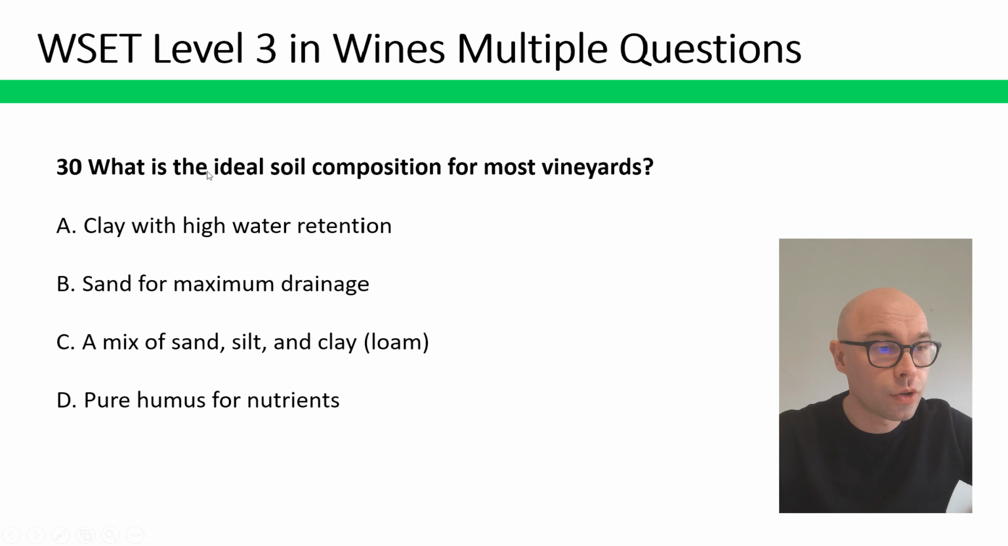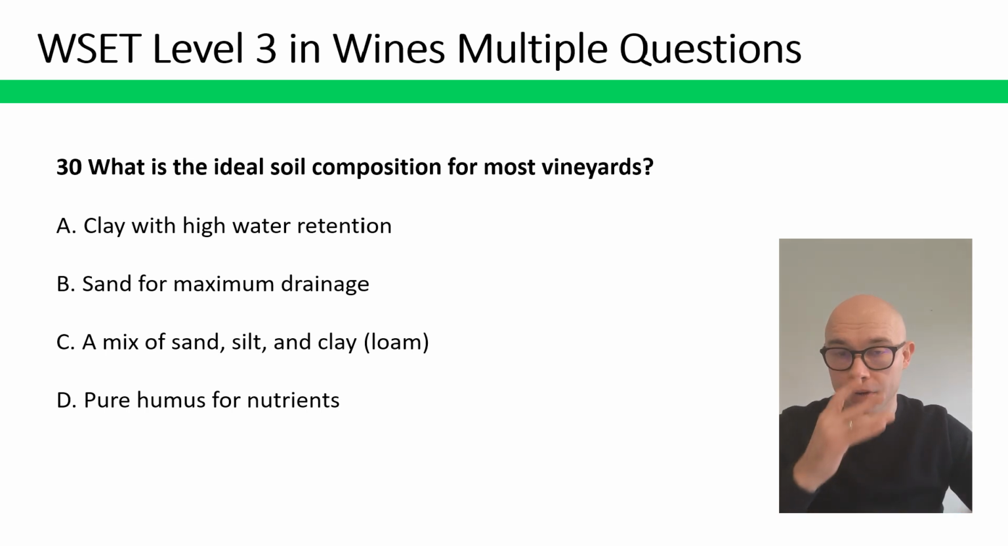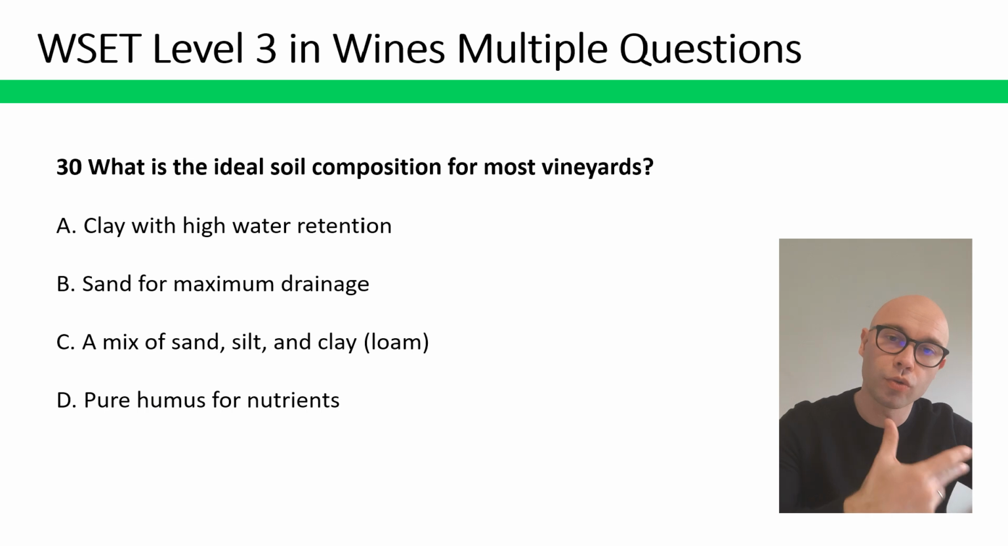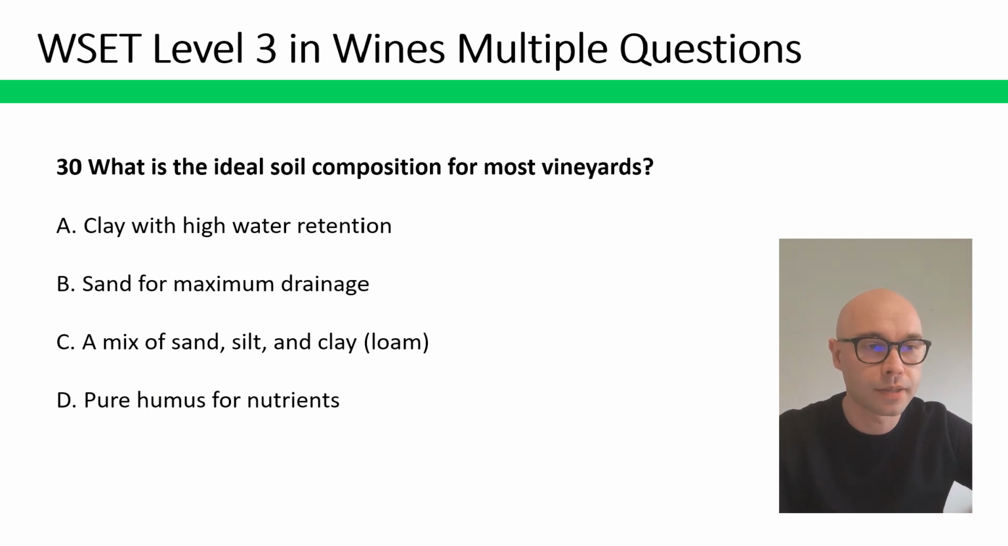What is the ideal soil composition for most vineyards? Clay with high water retention, sand for maximum drainage, a mix of sand, silt, and clay, which is called a loam, pure humus for nutrients. The correct answer is C, a mix of sand, clay, and silt, which is called loam. Why is it best? Because you need to have a good mix of soil particles in order not just to drain well, but also to retain water. It needs to find a good balance.